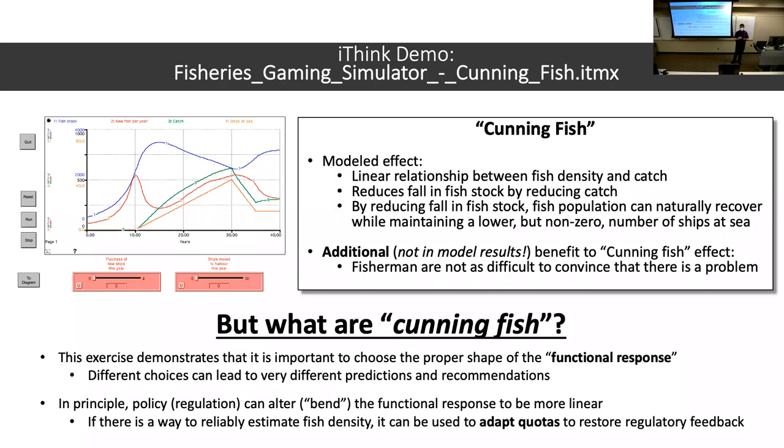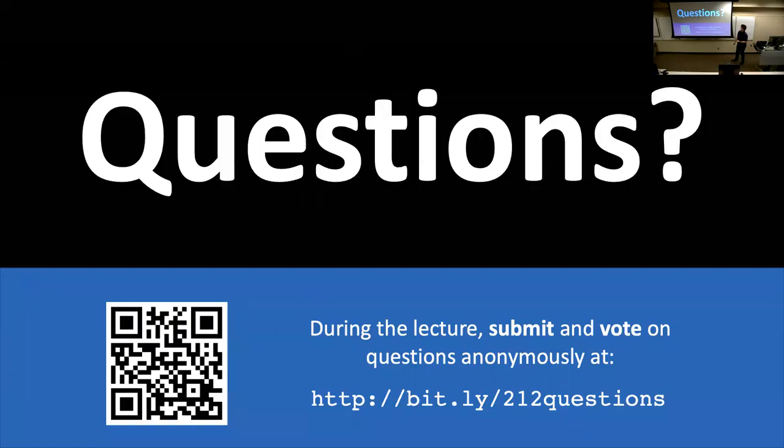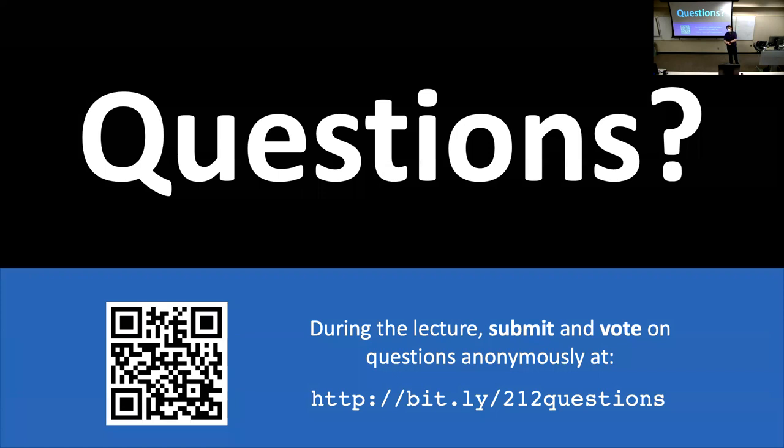As opposed to before, where we didn't really even know what was going on. So any questions about that kind of story? Yeah. In the first example, when the population crashed, you saw the catch is higher than the fish stock for a while. I don't understand how that actually makes sense.